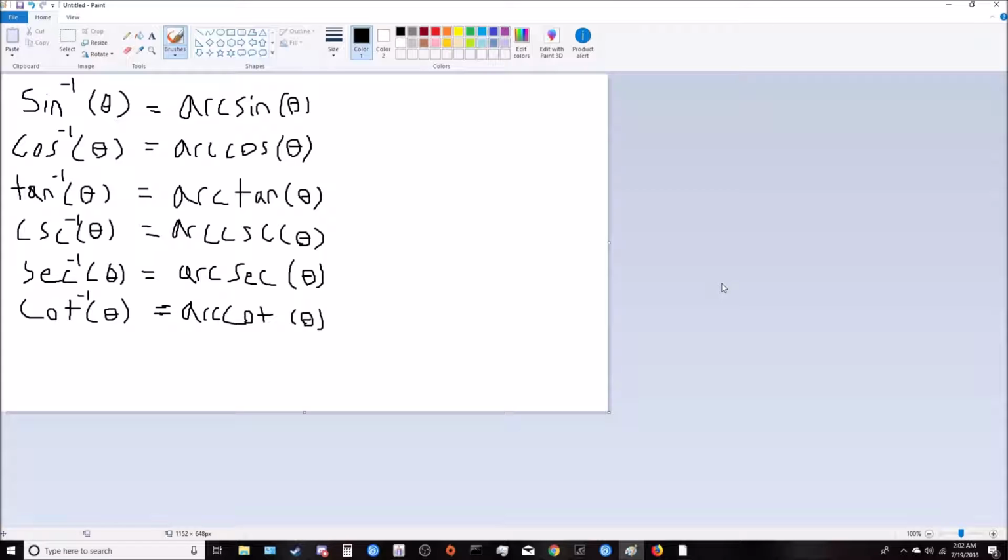So there you have it. Those are the inverses of all the trig functions. And in a later video, I'm going to be going over some example problems and some applications of these trig functions and their inverses. But for now, I just wanted to introduce the concept of it all.